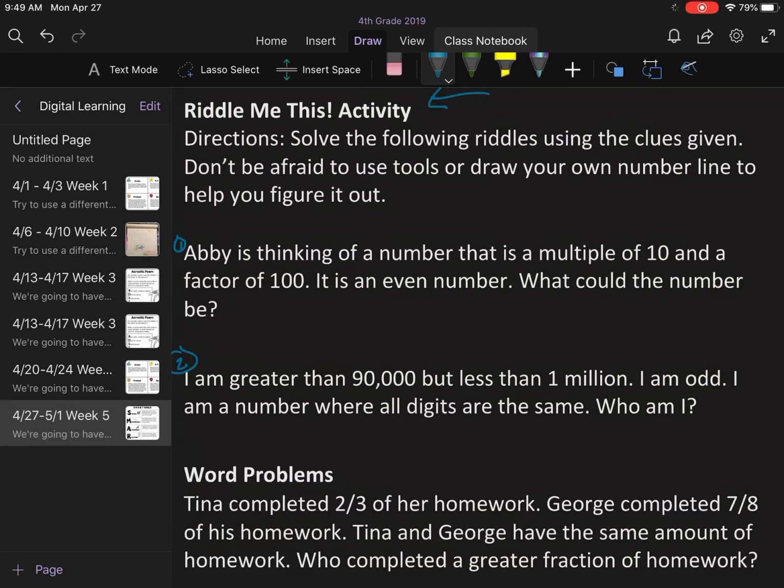There's also many answers to these ones. So it's not like a riddle where there's only one. There could be more than one answer. So Abby is thinking of a number that is a multiple of 10 and a factor of 100. It is an even number. What could the number be?